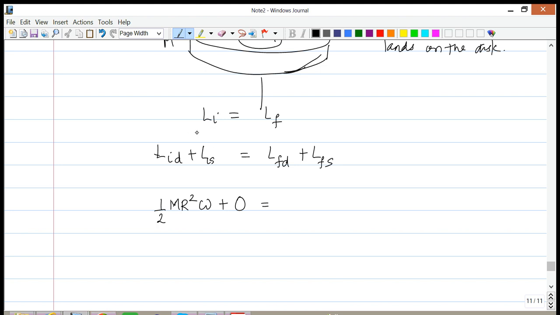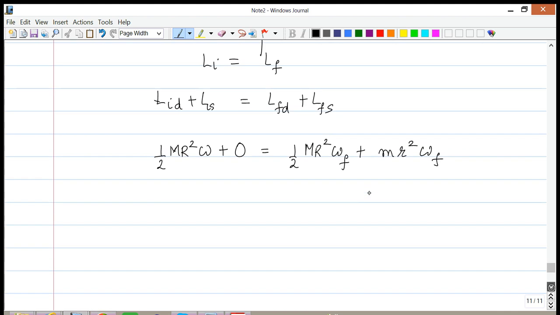Now in the end, the disk is still spinning. It's going to be 1/2 m r squared times omega f, plus the spider is now stuck to the disk, so the spider is also going to be spinning along with the disk. For the spider, instead of using p times r perp, we'll just use I times omega, and both of them end up giving us the same relation. We can treat the spider as a particle, so its moment of inertia is going to be m times r squared, multiplied by the same angular velocity omega f.